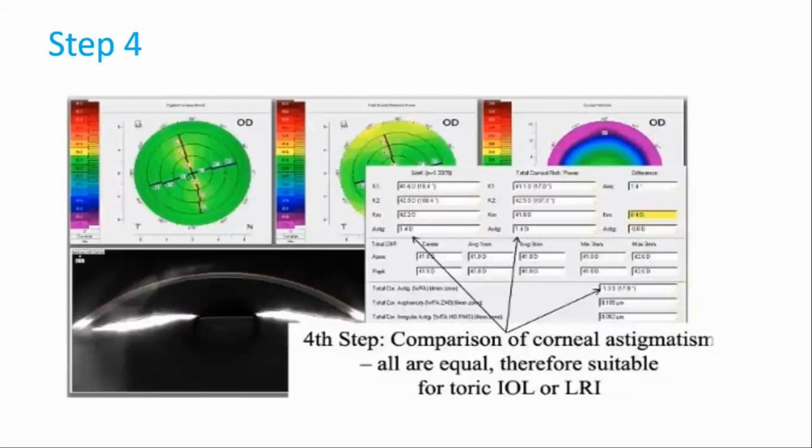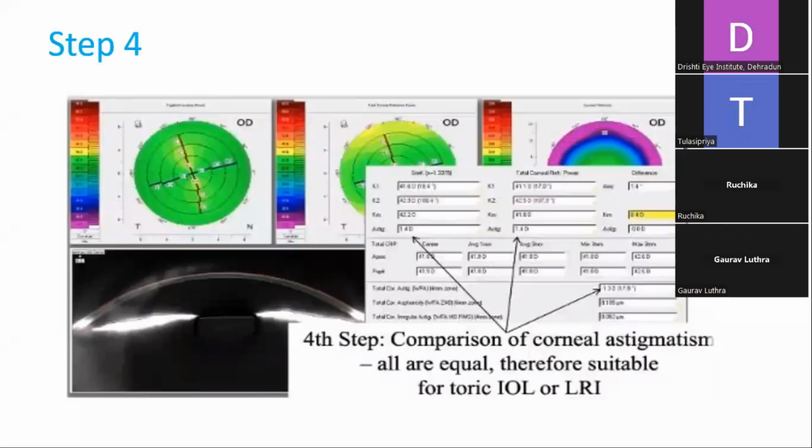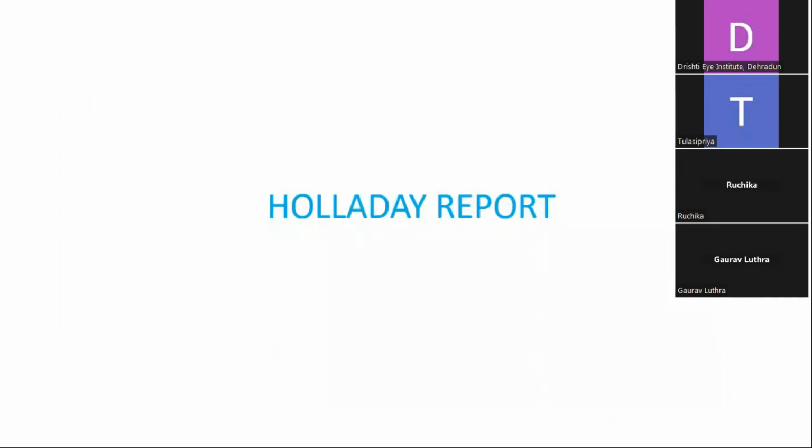The last step is step 4. In step 4, we have to compare the SimK, total corneal power, and also look at the total corneal astigmatism. If all three are equal, then the patient is suitable for toric IOL. Otherwise, the outcome is unpredictable.